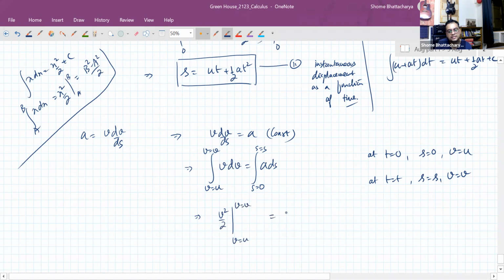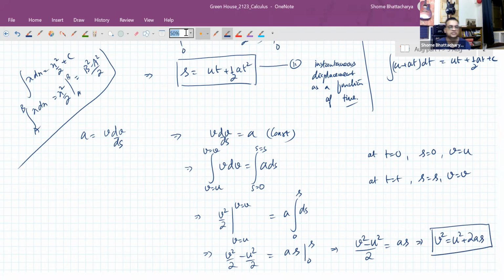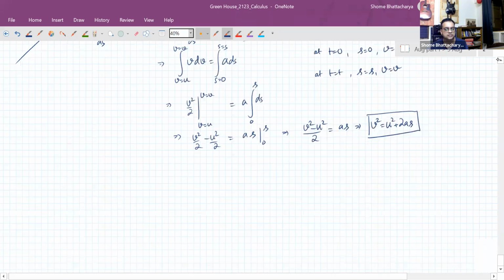Whereas on the right hand side, again, a is constant, so it comes outside. So this becomes v square by 2 minus u square by 2 is equal to as, going from 0 to s. So v square minus u square whole divided by 2, we can write it as is as. So cross multiply, and this will give us the relation, which is the third equation of motion. And this gives us the relationship between instantaneous velocity and displacement s.